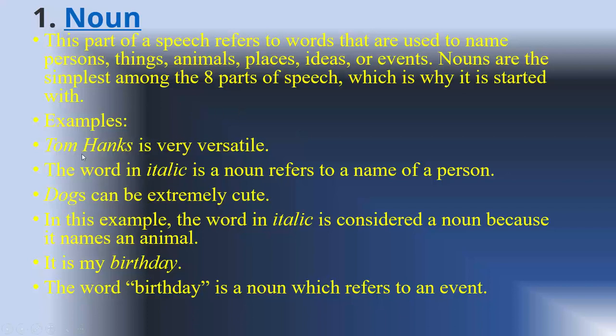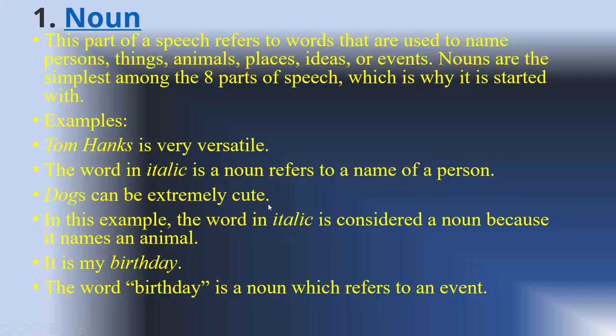So, for example, Tom Hanks is very versatile. So, Tom Hanks is a noun. It's the name of a famous American actor. Versatile means diverse or doing several things. The word in italics, Tom Hanks, is a noun, referring to the name of a person.